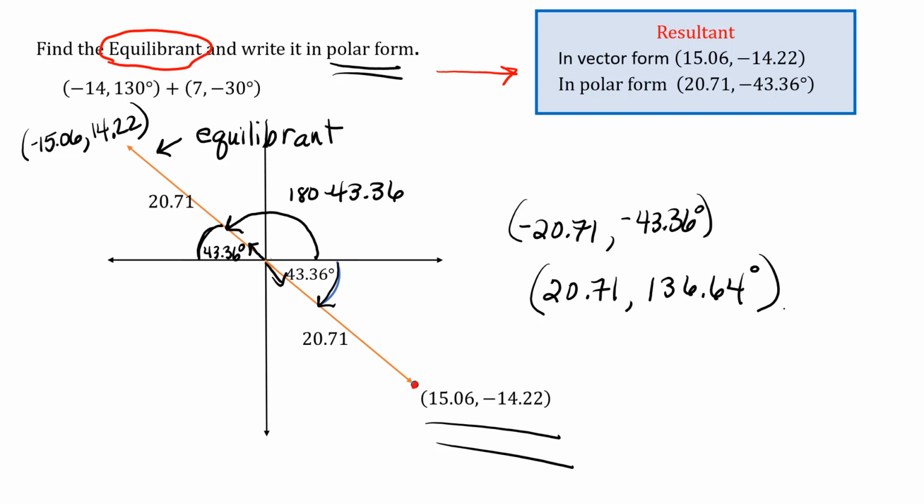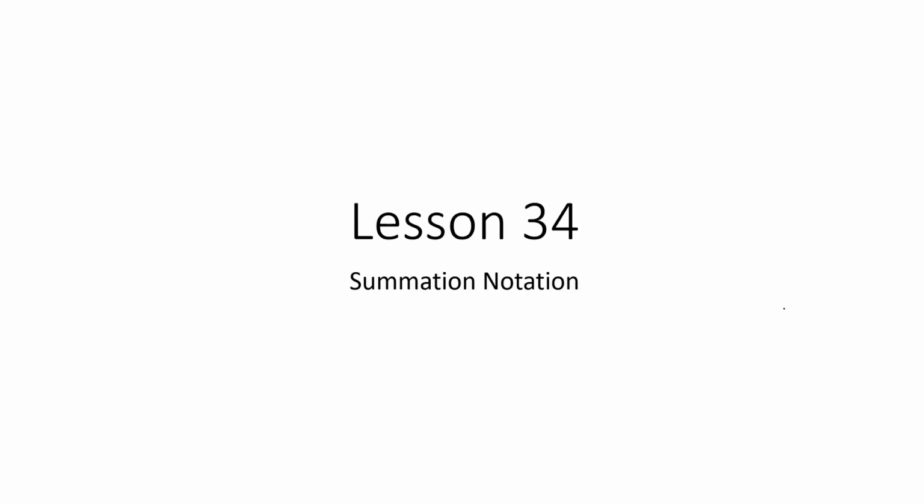But the equilibrant, you just find the resultant first, and then to find the equilibrant, you just take that arrow and point it into the opposite direction. Point it into the opposite quadrant, the quadrant that is diagonal to the quadrant you're in for the resultant. And then you just write it in polar form if that's what they ask you to do. So I hope that makes more sense. And now we're going to move on to lesson 34.